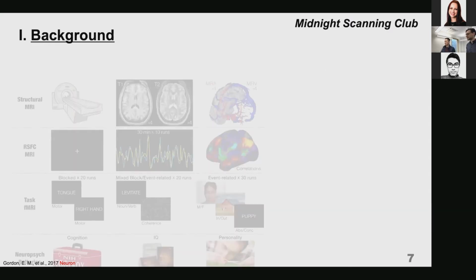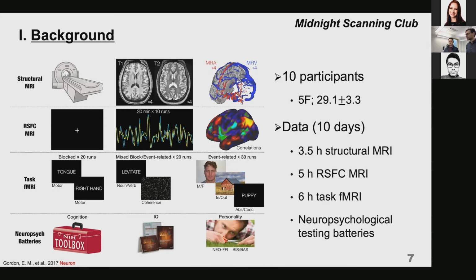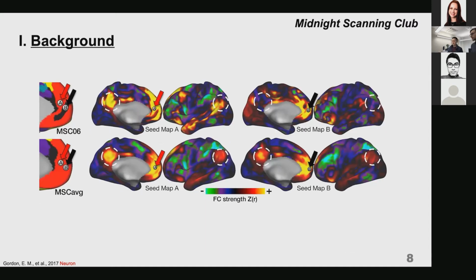So back to this article, you can see that they scanned just 10 participants, and they collected the data over 10 consecutive days. They have 3.5 hours of structural MRI data, 5 hours of resting state functional connectivity MRI data, and also 6 hours of task-related MRI data. There are lots of results in this publication, but here I just highlight these results. We can see here on the group level.